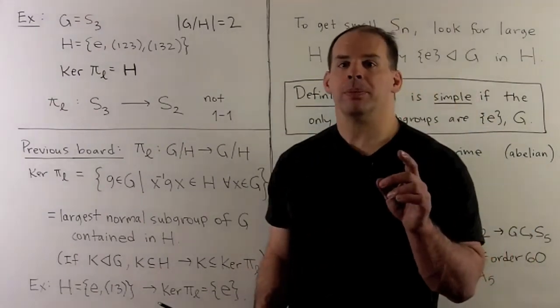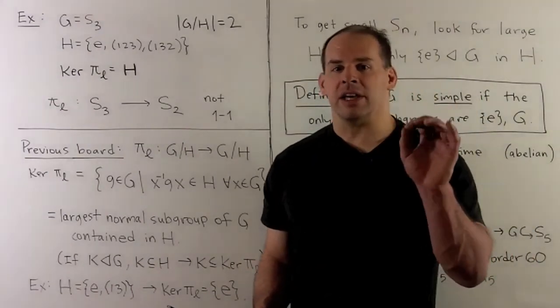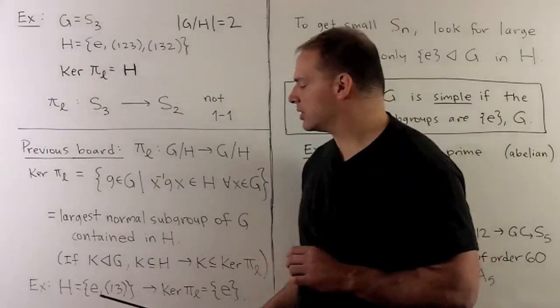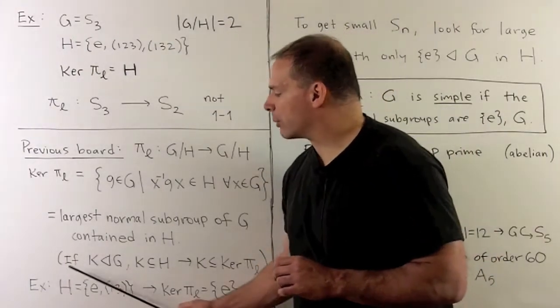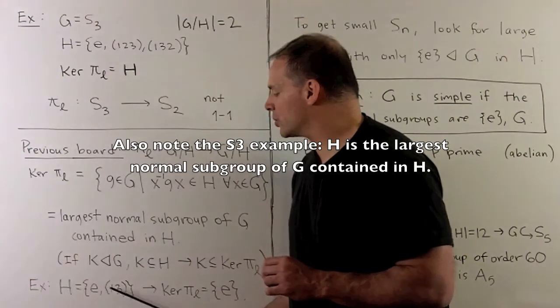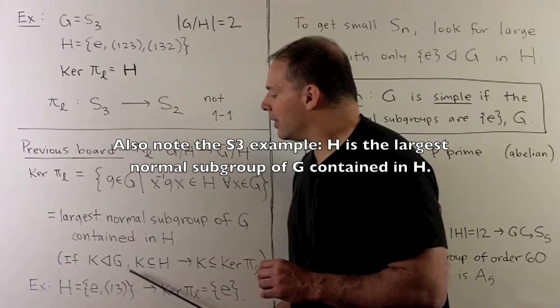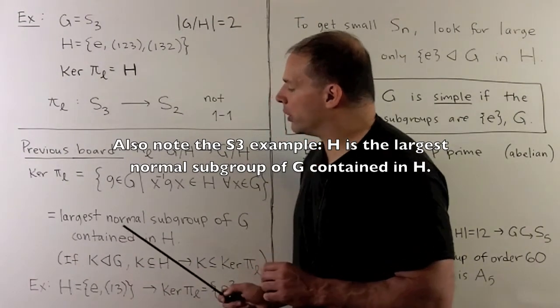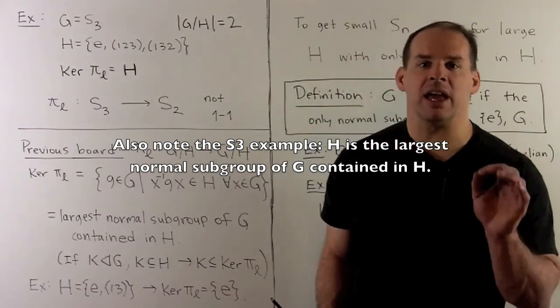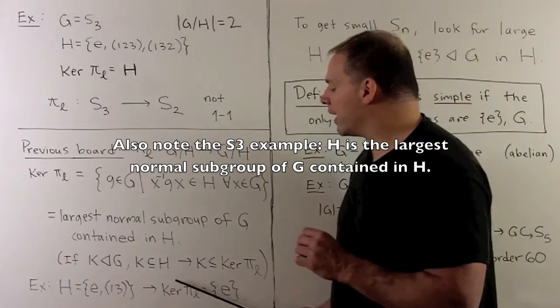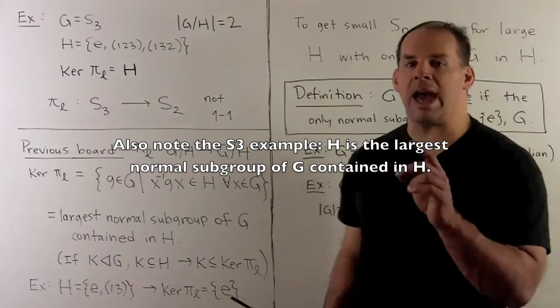For an example, we had the dihedral group with 8 elements, the symmetries of the square. We had the subgroup H equal to the identity and the 2-cycle (1 3). This is not a normal subgroup. The only normal subgroup that it contains is the identity element. So we had that the kernel there was equal to the identity, and we had 1 to 1.